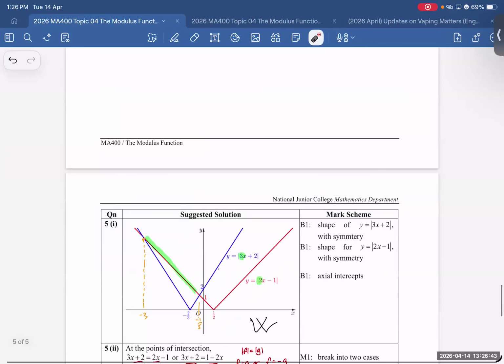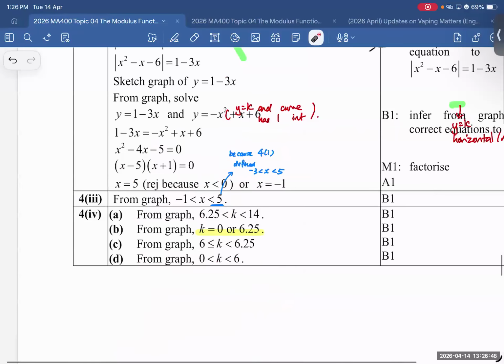Mitra, you say scroll down to where? Question 5, top part 4. Okay, I just pause here a while.